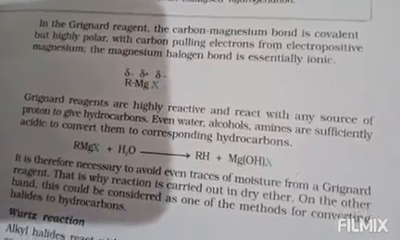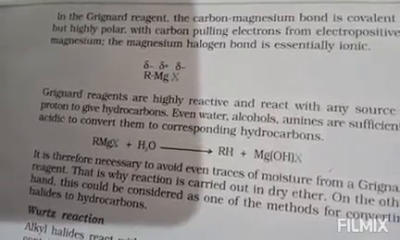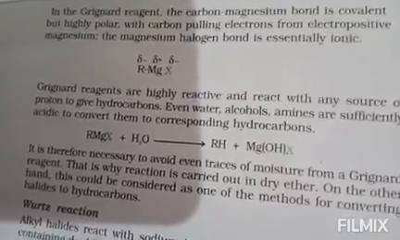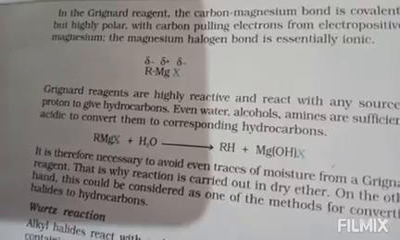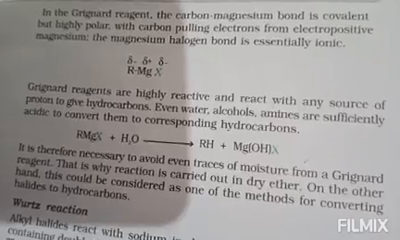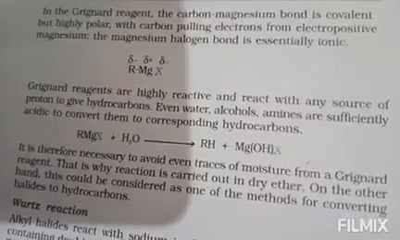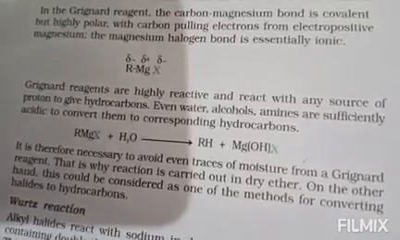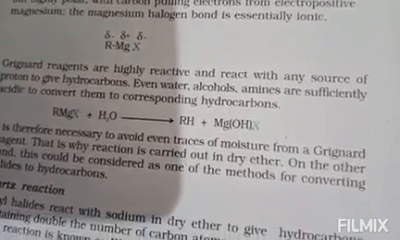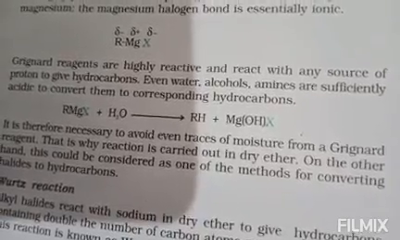Grignard's reagents are highly reactive and react with any source of protons to give hydrocarbons. Even water, alcohols and amines are sufficiently acidic to convert it to the corresponding hydrocarbon. So if you react Grignard's reagent with water, you will get your alkanes with magnesium hydroxyhalides. It is therefore necessary to avoid even traces of moisture from the Grignard's reagent. This is why the reaction is carried out in dry ether.